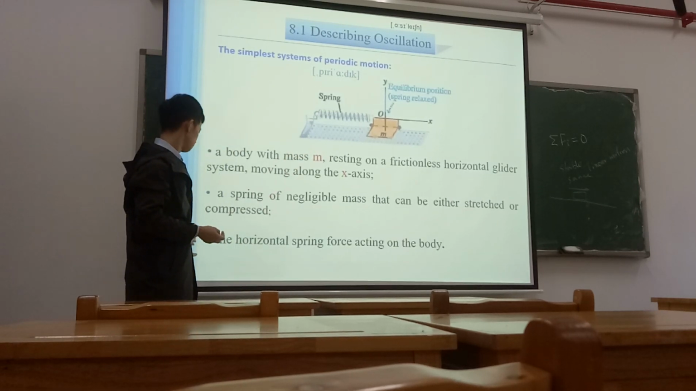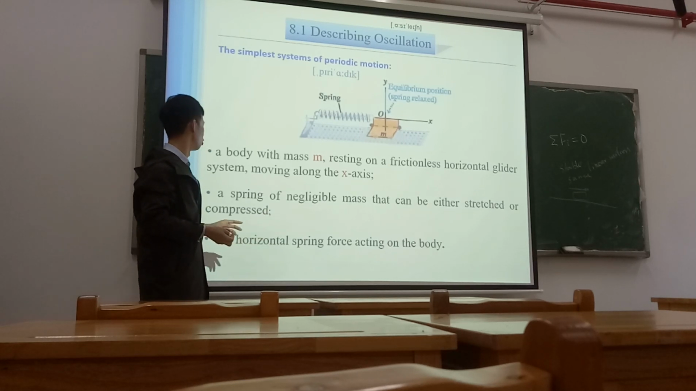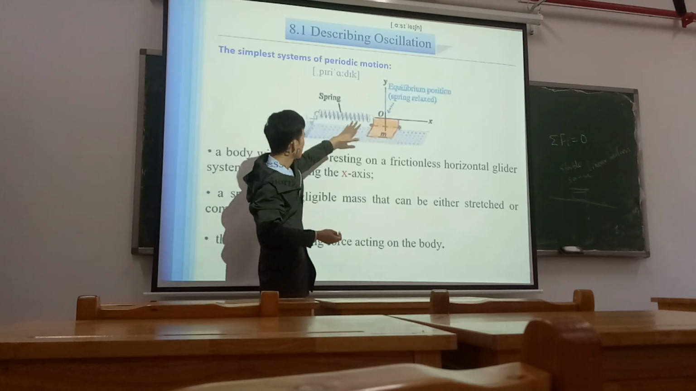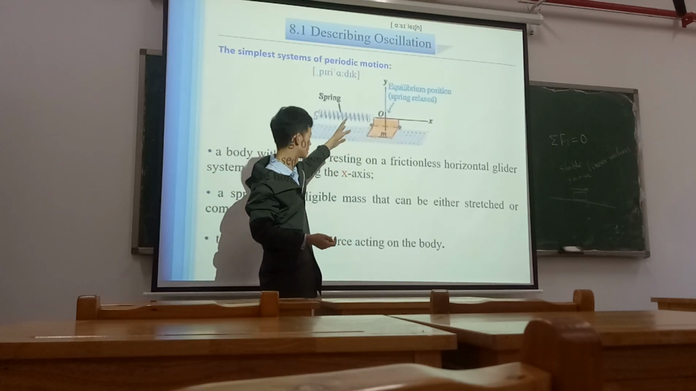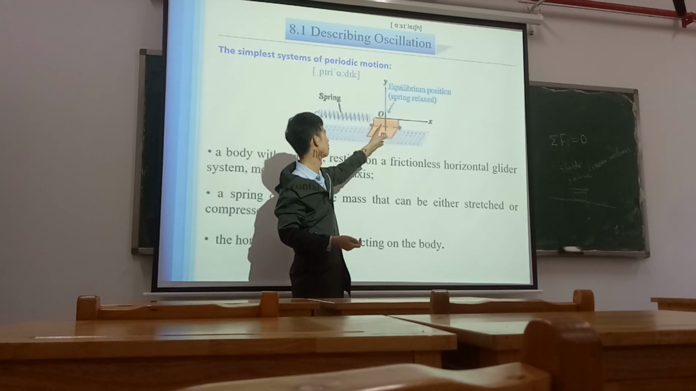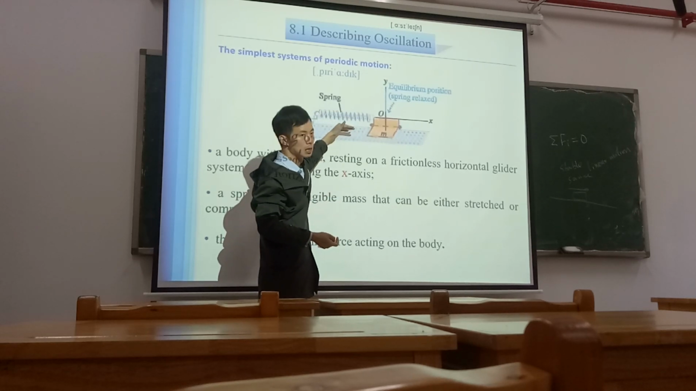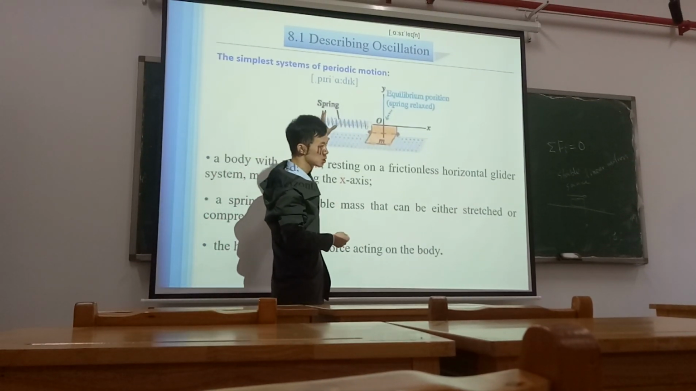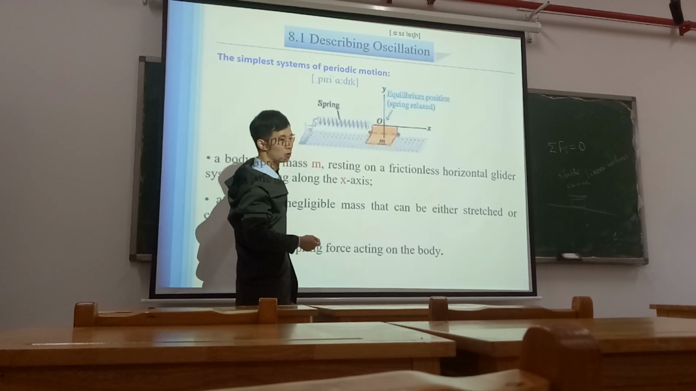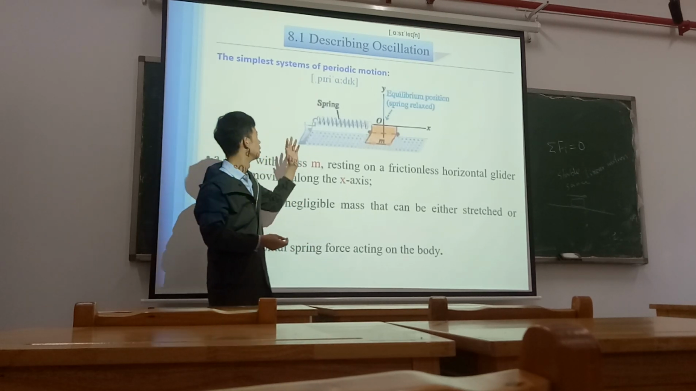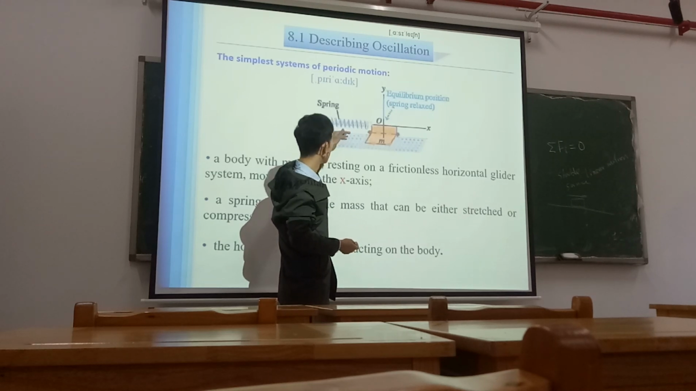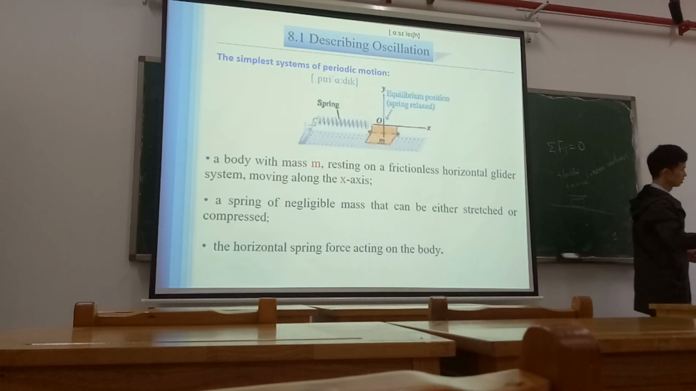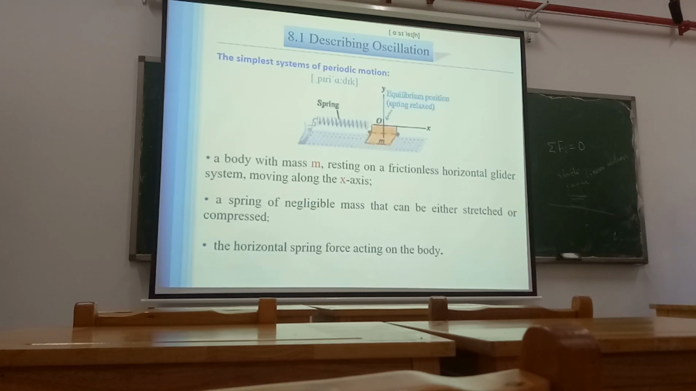And then the horizontal spring force acting on the body. When the spring is stretched or compressed, the spring will exert a force on the body. The force may point to the right or to the left. When the spring is stretched, the force will point to the left. If the spring is compressed, the force is toward the right. So this is the simplest system that can be in periodic motion. We try to describe the motion of this system.